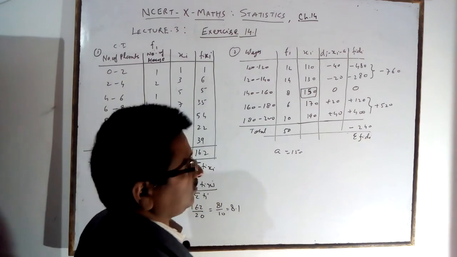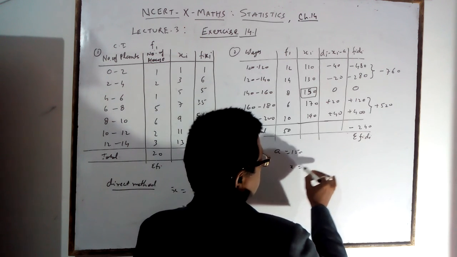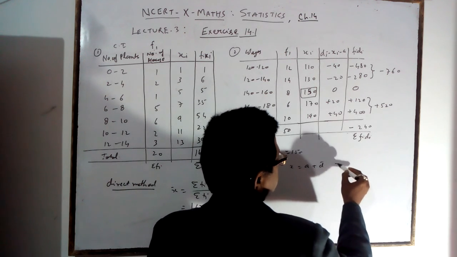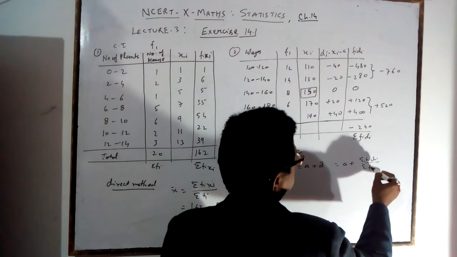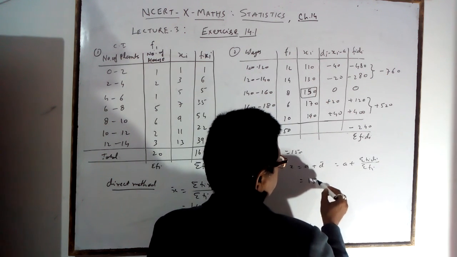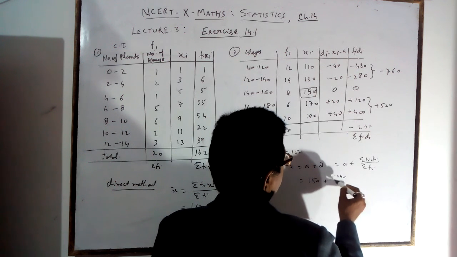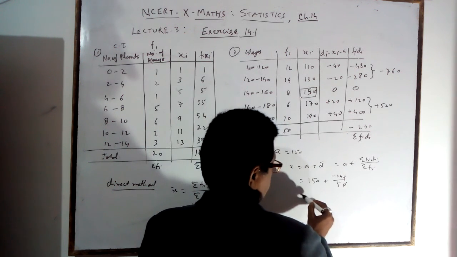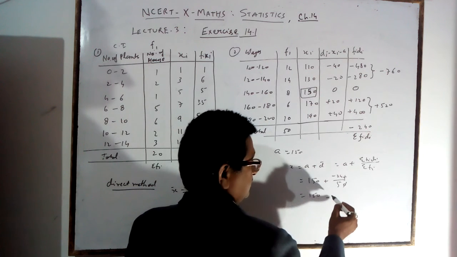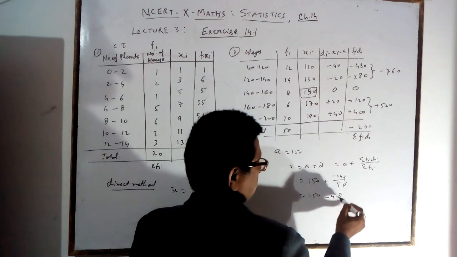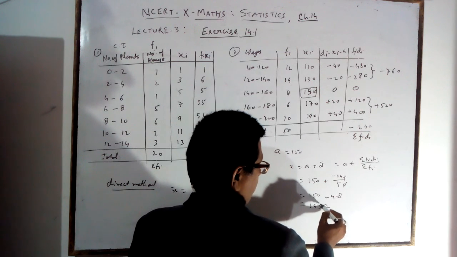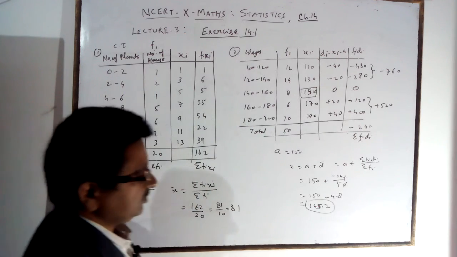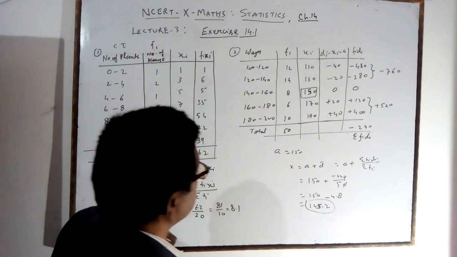Because it is a big calculation, you use this. So x bar is equal to a plus d bar, that is a plus sigma fi di upon sigma fi. Put in the values: 150 plus minus 240 by 50. You get 150 minus 4.8, which is 145.2. This is the mean daily wage.